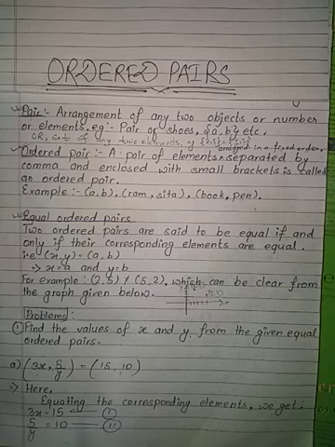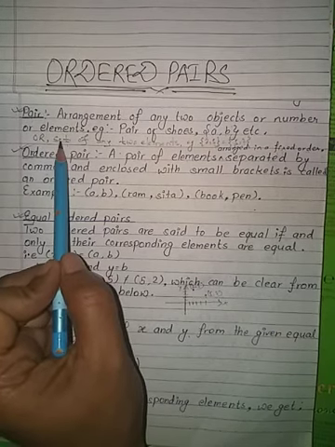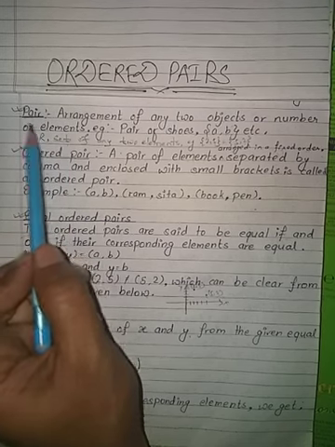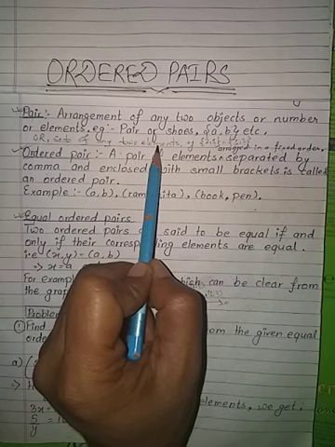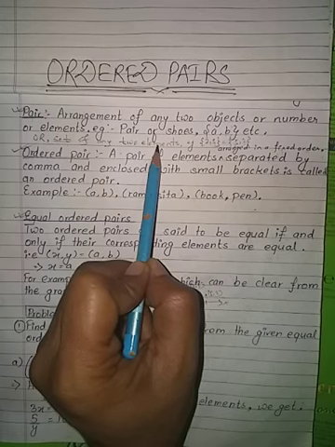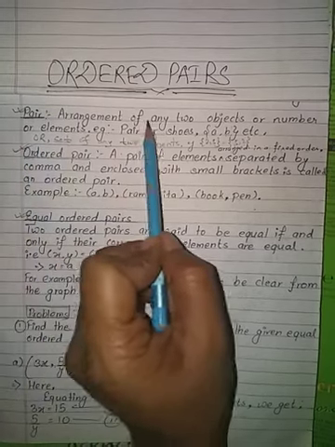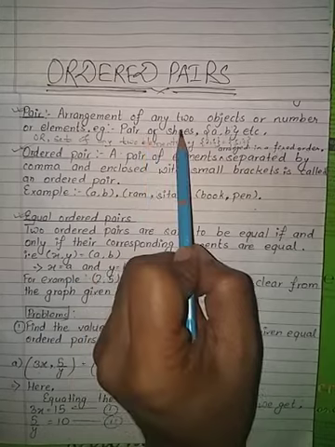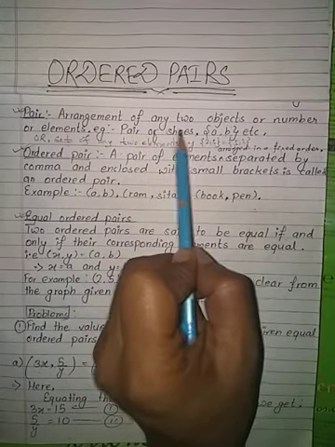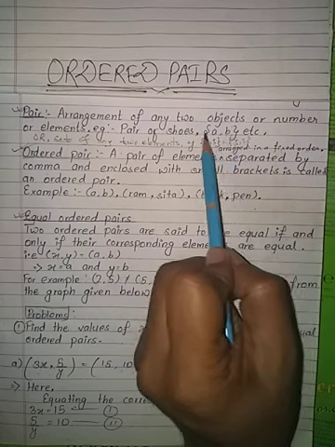So, first of all, let us discuss what is a set. Set means the collection of well-defined objects. We know that already. Pair means a set of any two elements or any two objects. Or we can define a pair as the arrangement of any two objects or numbers or elements. For example, a pair of shoes, a pair of gloves, and a pair of elements like a, b, and it can be enclosed within small brackets.